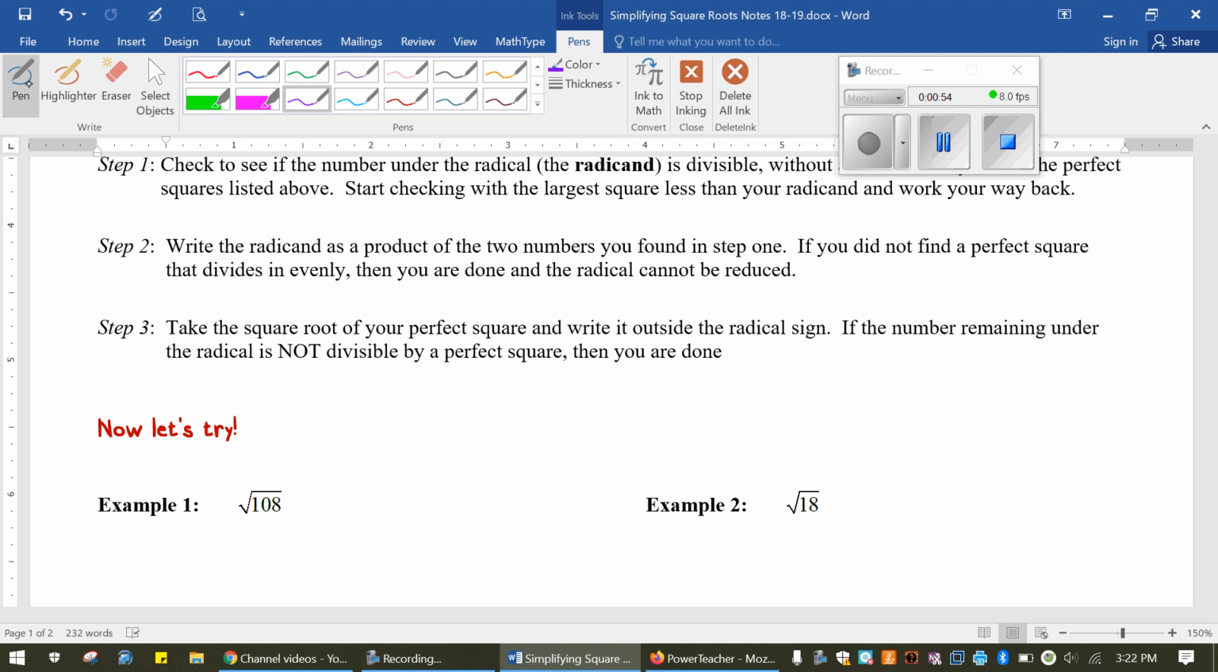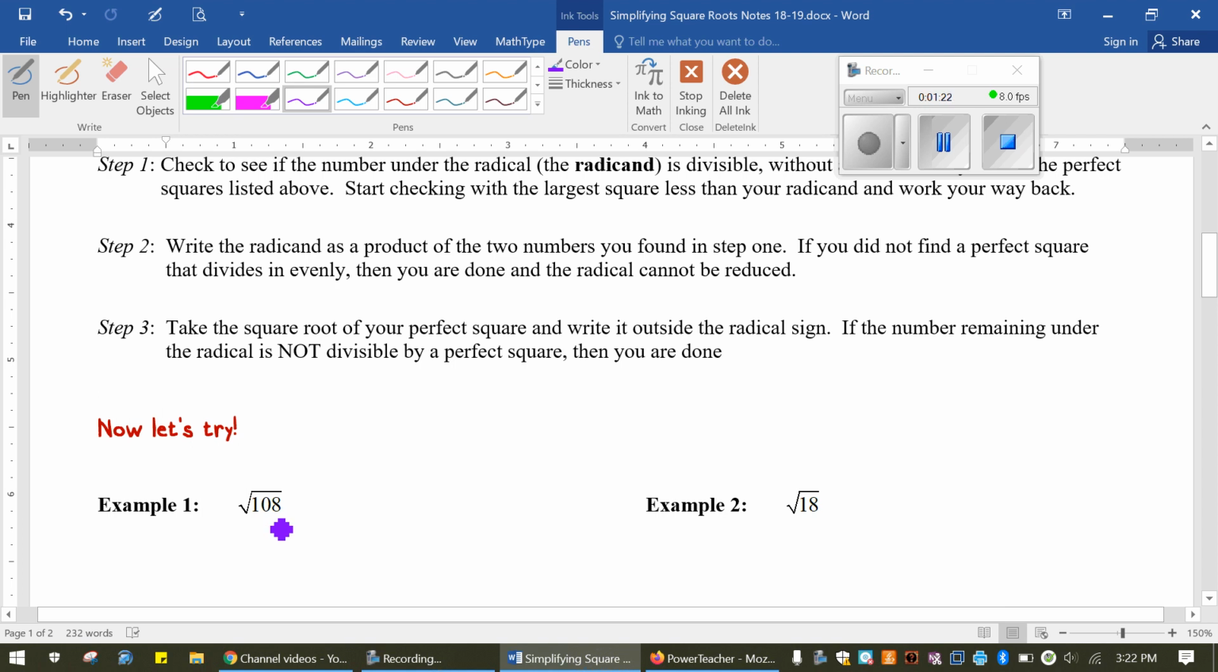Let's start by looking at number 1. Underneath this radical is the number 108. That's what we're talking about here by the radicand. So the first step says start by checking the largest square less than your radicand and work your way back. So that means that you would take from your chart and you would find all of the perfect squares that are less than 108, and you would try and divide them and see which of those would divide this perfectly.